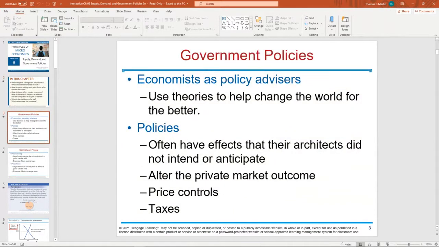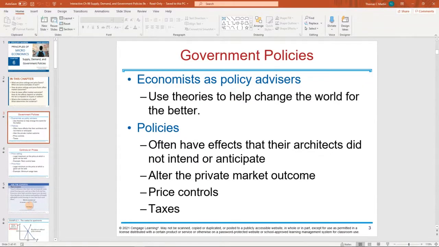Now, as we talked about earlier in the chapters, economists are policy advisors. They use theories to help change the world for the better, based on their understanding of economic activity. And policies often affect everyone. The legislature, the school board, town councils. Policies are usually implemented by those groups, and they are the architects. But as economists, we're going to determine the outcomes. That's very similar to what we're talking about with the policy analysis.